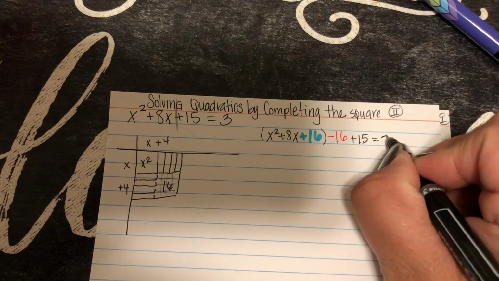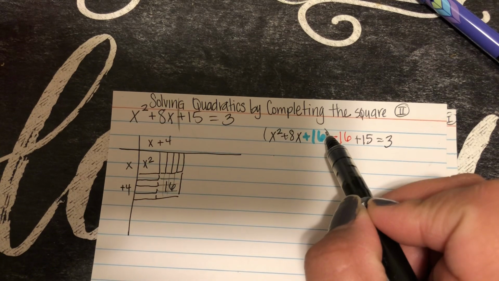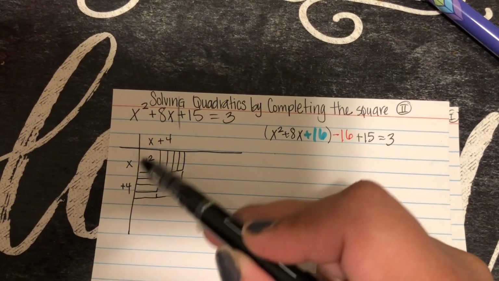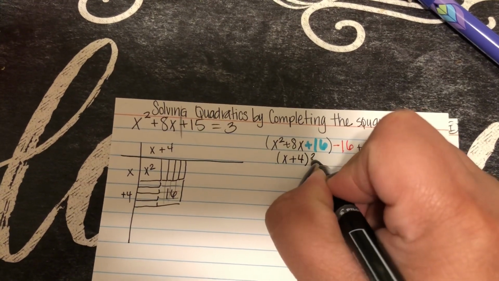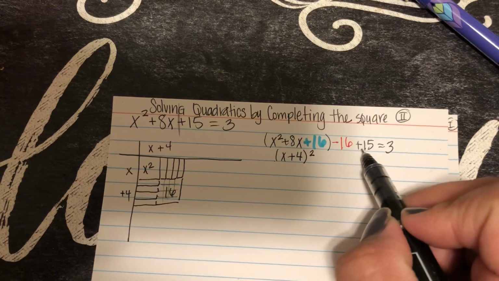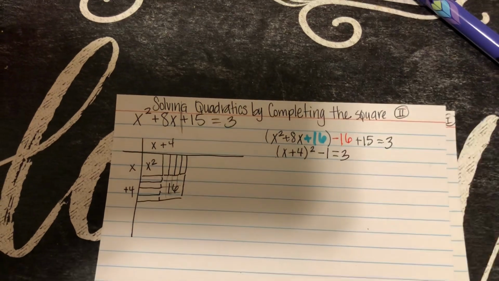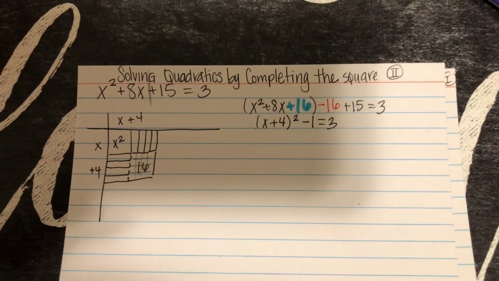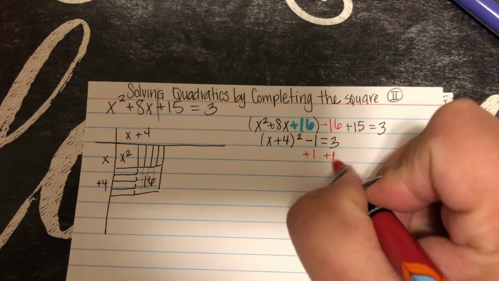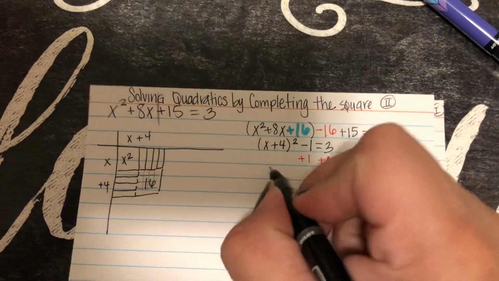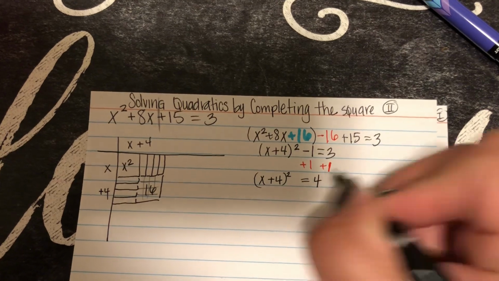Plus 15 equals 3. Okay, again, I know this is a perfect square trinomial, and where did it come from? From x plus 4 times x plus 4. And negative 16 plus 15 will give me negative 1. And again, now this is something that we know how to work with, correct? All right, so opposite operations, add 1 to both sides. x plus 4 squared equals 4.